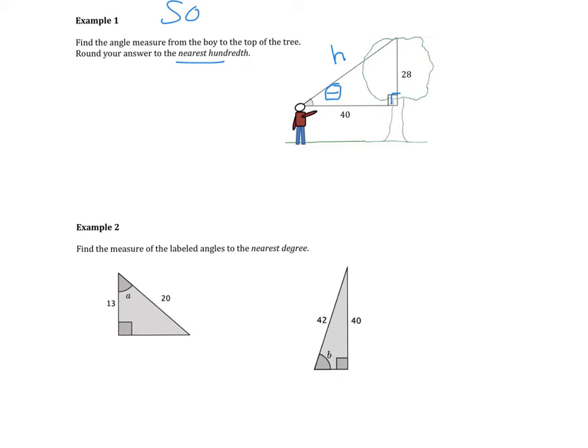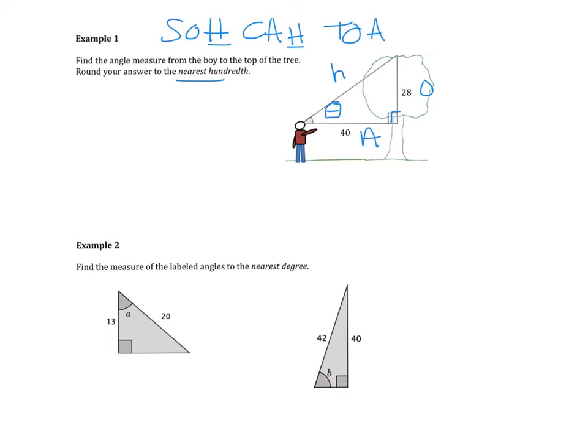And if we go back to SOHCAHTOA, the two functions that use hypotenuse are sine and cosine, so that rules those two out. The only thing that we have left is the opposite and the adjacent, which deals with tangent. So tangent of the angle theta is equal to 28, the opposite side, over the adjacent 40.